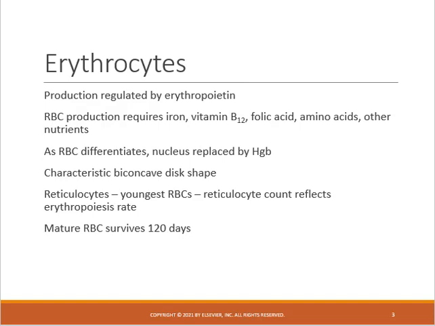So the erythrocytes are the red blood cells, and their production is regulated by erythropoietin, and erythropoietin is found in both the bone marrow and in the kidneys. For red cell production, there need to be several different elements available in the blood, including iron, B12, folic acid, and amino acids. These cells are round with a biconcave center.